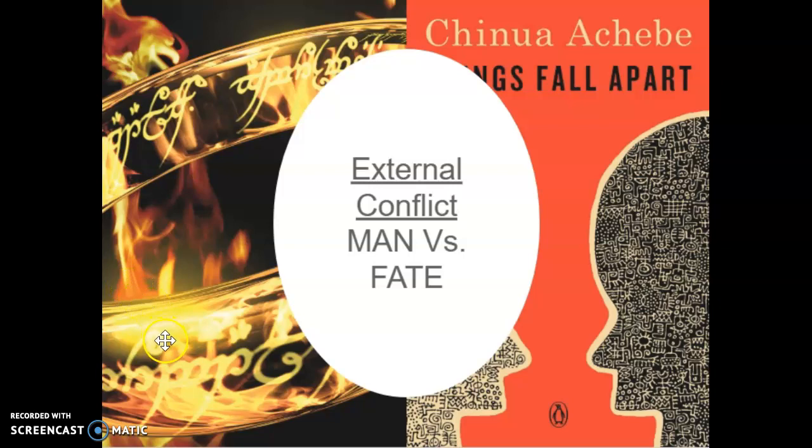I also have a picture from Lord of the Rings. If you've read the books or if you've seen the movie trilogy, one of the main characters, Bilbo Baggins, is tasked to destroy this ring, one ring to rule them all. He at first refuses the task. He does not want to have anything to do with this ring. And no matter what he does, the ring keeps finding him and he ends up having to be the one to go destroy it. So that would be another example of man versus fate.